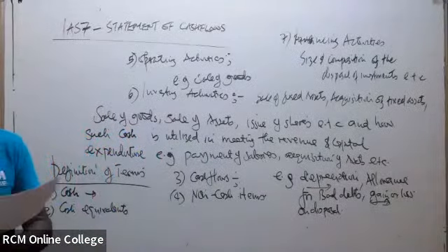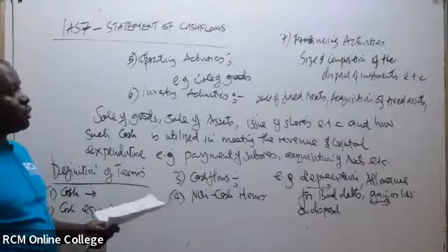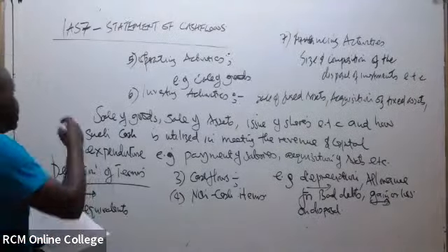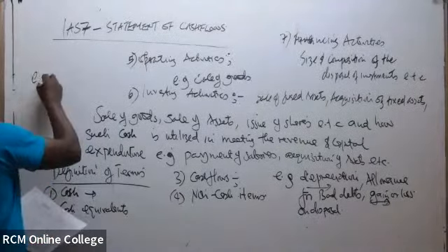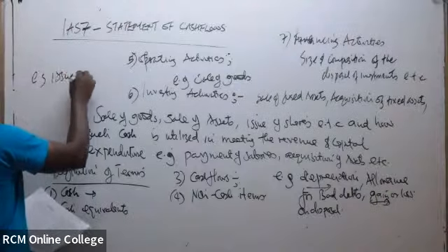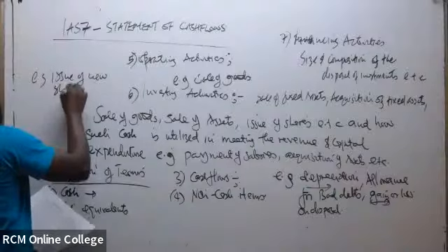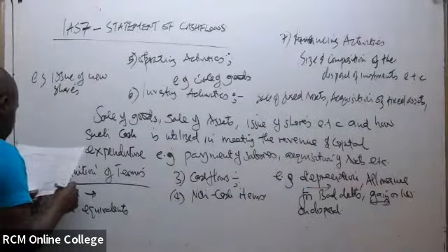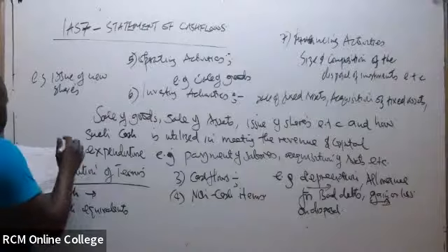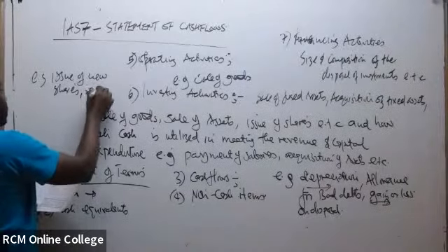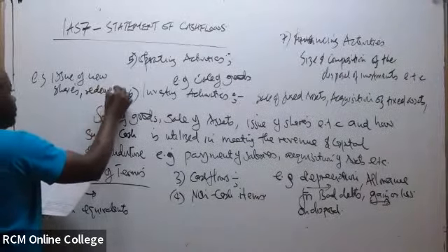You can give examples of activities, e.g., issue of new shares. We have, in this case, redemption of shares.